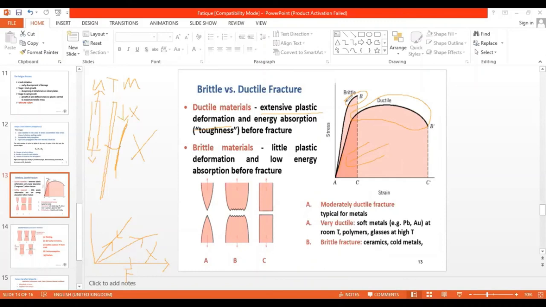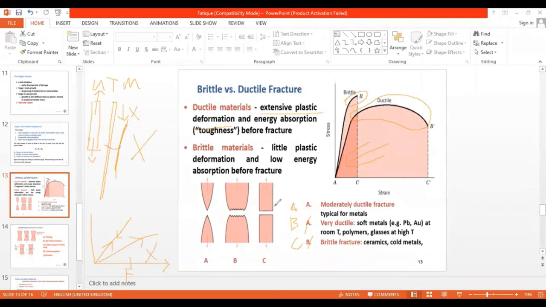In the next diagram, three phases of breakage are shown, A, B, C. Moderately ductile fracture, typical for metals. Very ductile: soft metals, Pb and Au at room temperature, polymers, glasses at high temperature. Pb is lead and Au is gold. And the third one, brittle fracture: ceramics and cold metals.